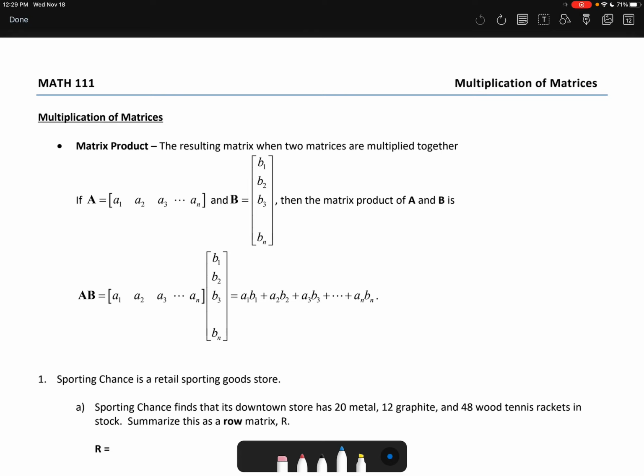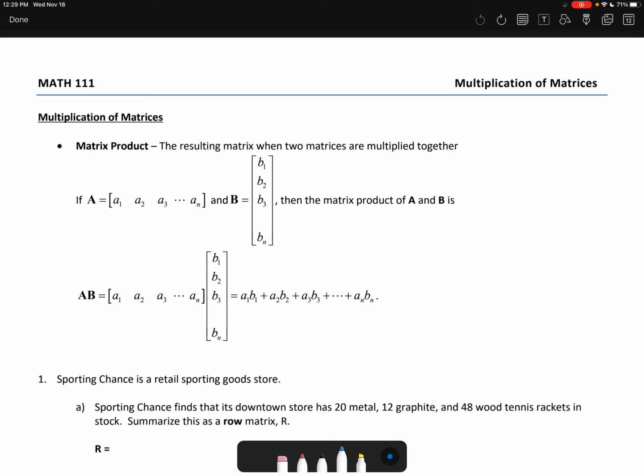So the next task that we want to be able to complete is to actually multiply two matrices by each other. So we've added matrices together, we've subtracted them, we've multiplied a single matrix by a scalar number, and now let's multiply two matrices together.